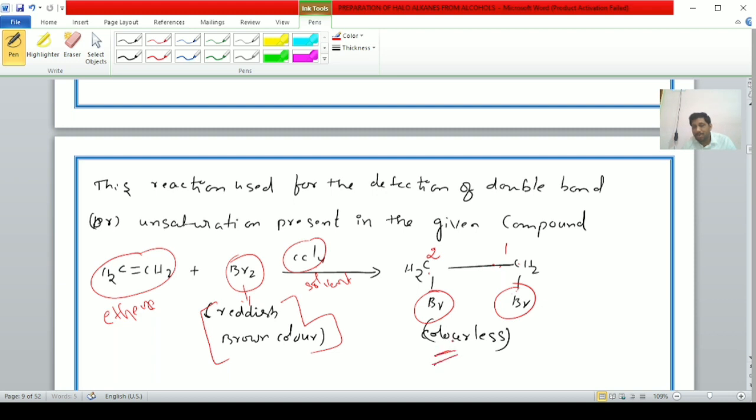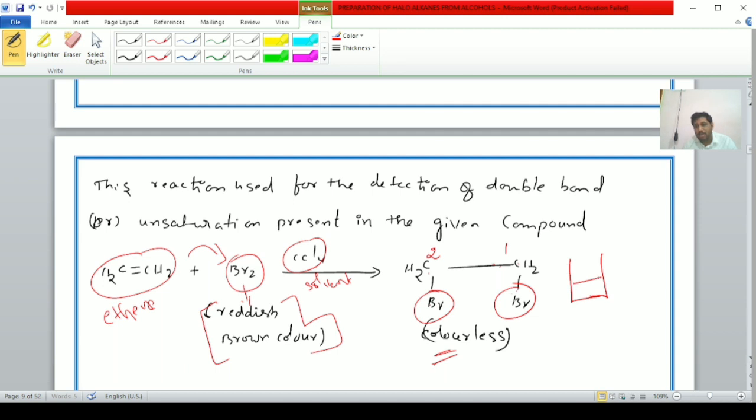When ethene reacts with the bromine in the presence of carbon tetrachloride solvent, it forms 1,2 dibromoethane, which is known as vicinal dibromide. Here what happens, student, when to this bromine carbon tetrachloride reagent we are adding alkene, that is ethene molecule, immediately colorless product is formed.